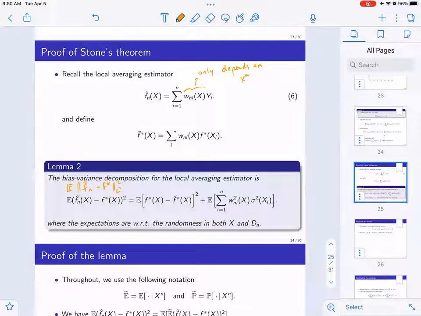So how many people know what bias variance decomposition is? Remember the bias variance decomposition? Okay, so we'll do it, and you can help me write this. But it's a very nice formula.